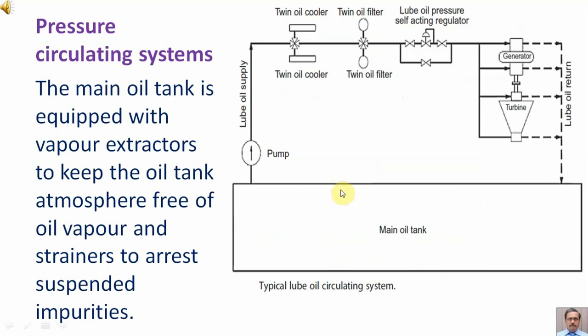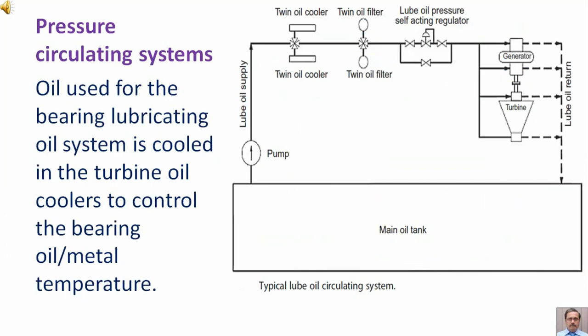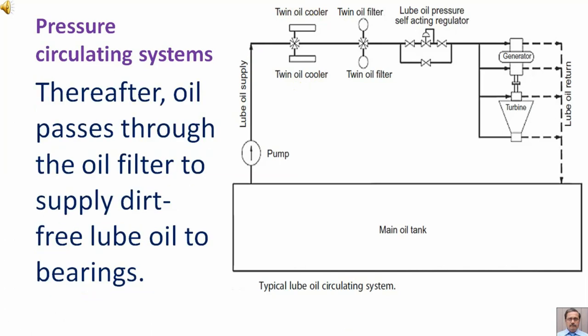The main oil tank is equipped with vapor extractors to keep the oil tank atmosphere free of oil vapor and strainers to arrest suspended impurities. Oil used for the bearing lubricating oil system is cooled in the turbine oil coolers to control the bearing oil/metal temperature. Thereafter, oil passes through the oil filter to supply dirt-free lube oil to the bearings.